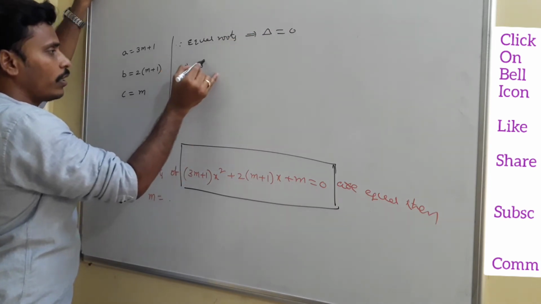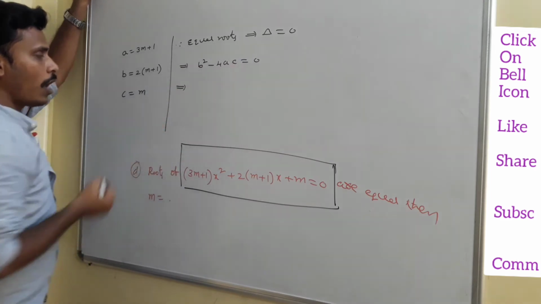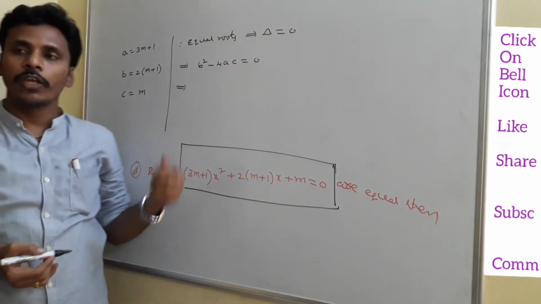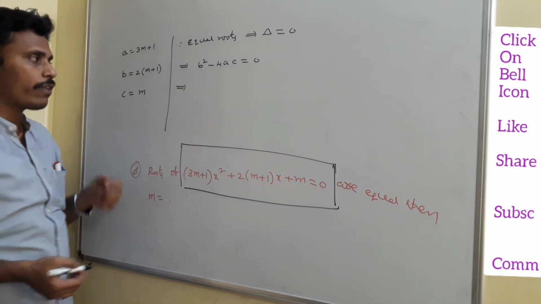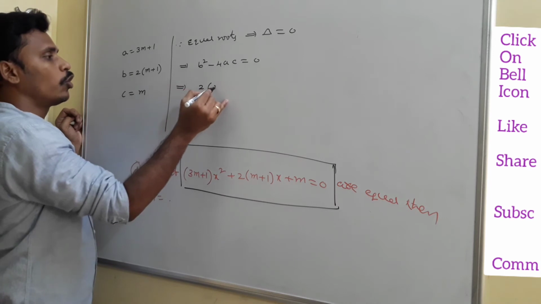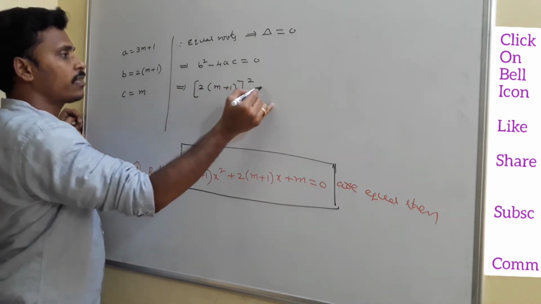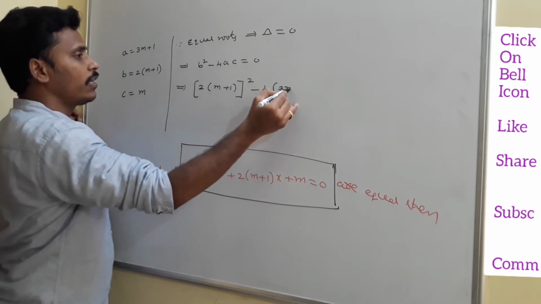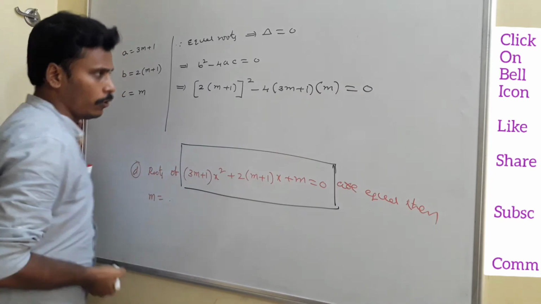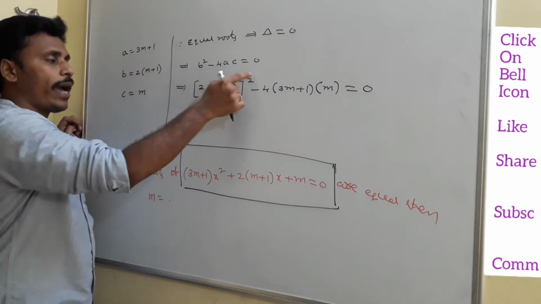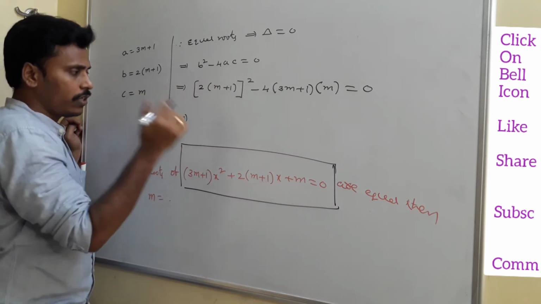What is delta actually? Delta is b square minus 4ac, and that is equal to 0. And now these are the values of a, b, c. Use these in b square minus 4ac and then get the values of m here. B square, 2 times m plus 1 whole square, minus 4 times a which is 3m plus 1, and c is m, equals 0. And now look here, 2 square is 4 and here also I have 4. Since it is equal to 0, just remove that 4.